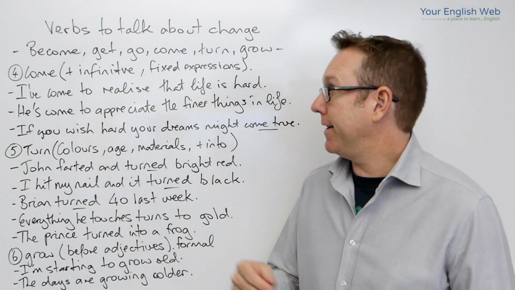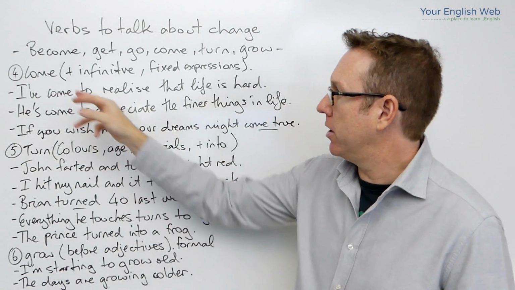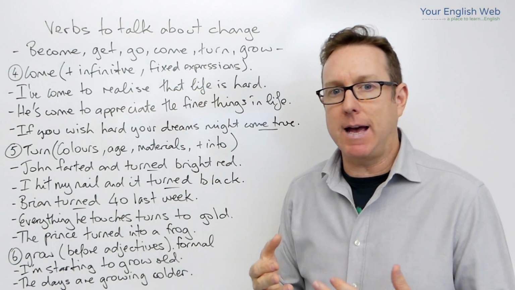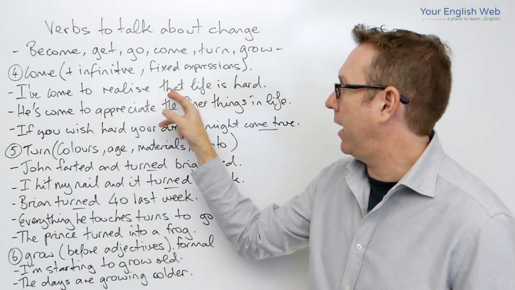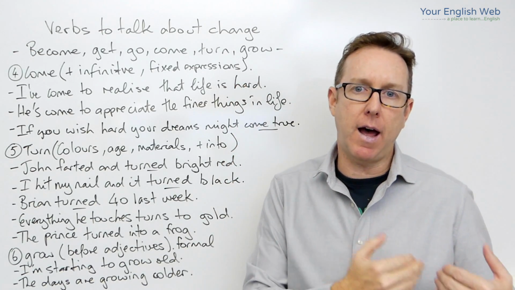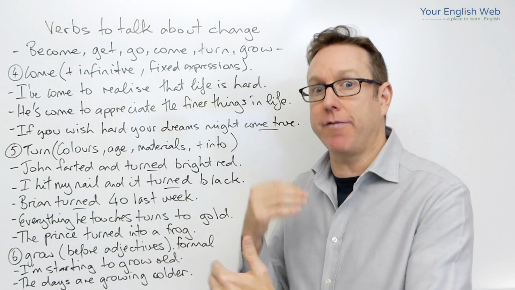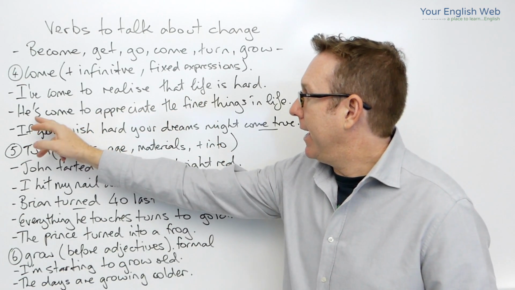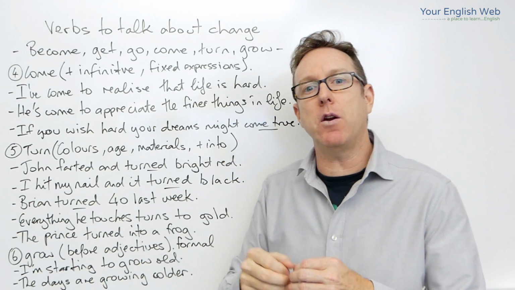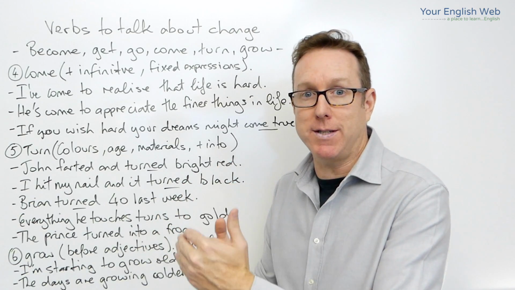Okay, so back again. Now we'll look at this one here, which is come. Again, talking about change. We use come with the infinitive and with fixed expressions. Examples. I've come to realize that life is hard. It was a gradual process. I didn't think life was hard, but I've come to realize, okay, that change. He's come to appreciate the finer things in life. He didn't always appreciate the finer things in life, but he's come to appreciate them, okay?